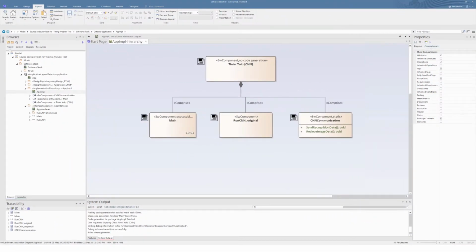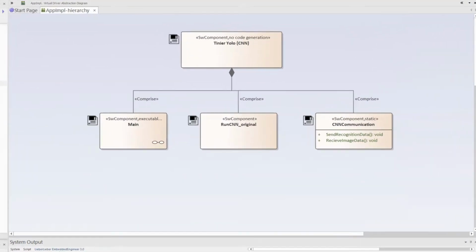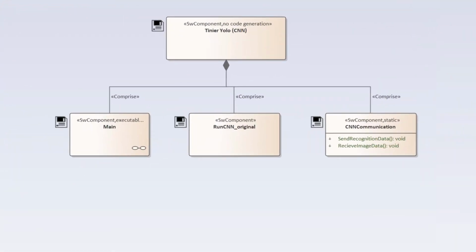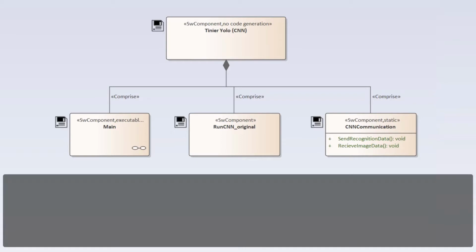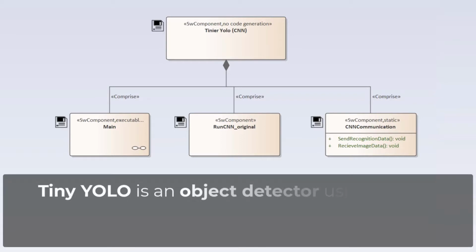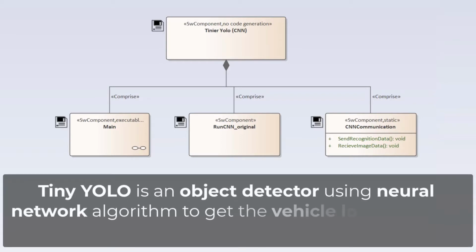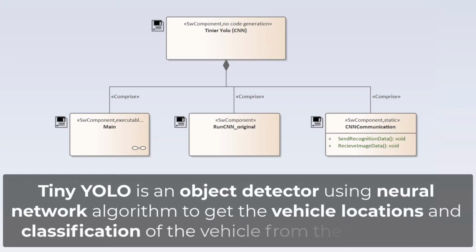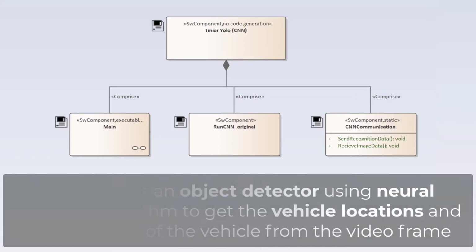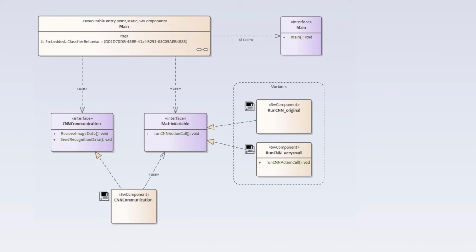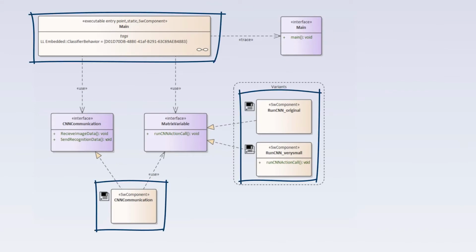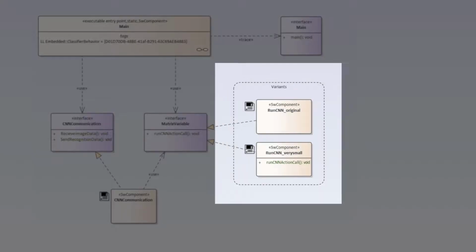Now, let's dive into the model describing the application layer of the vehicle detector. This diagram depicts software components which TinyYOLO is comprised of. TinyYOLO is an object detector using a neural network algorithm to get the vehicle locations and classification of the vehicle from the video frame.